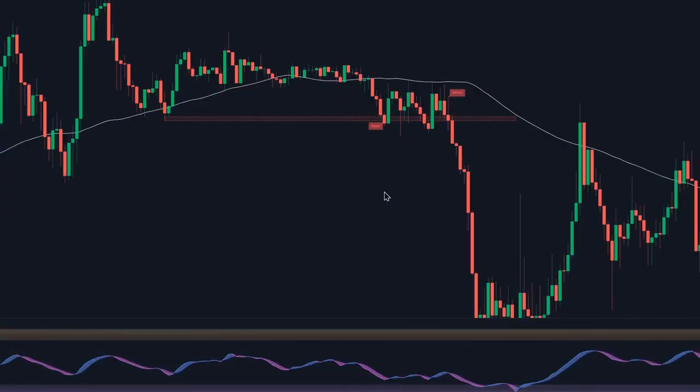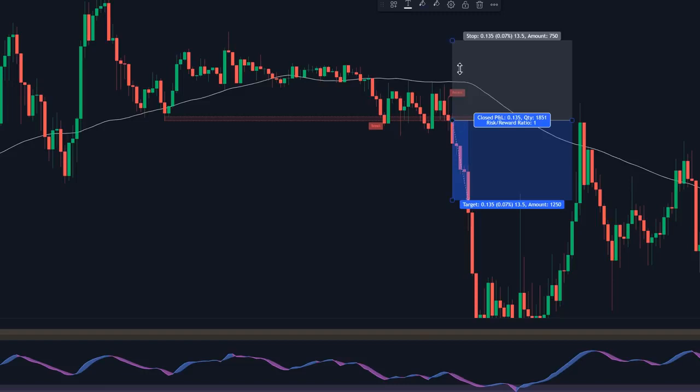For a short position, it's going to be the opposite. So you identify a support level, then wait for the price to break below the level, and then wait for a retest of that level before entering a short position.